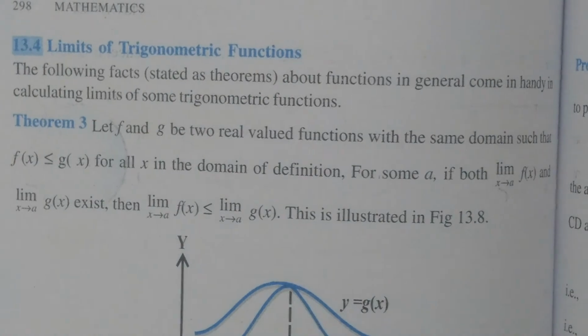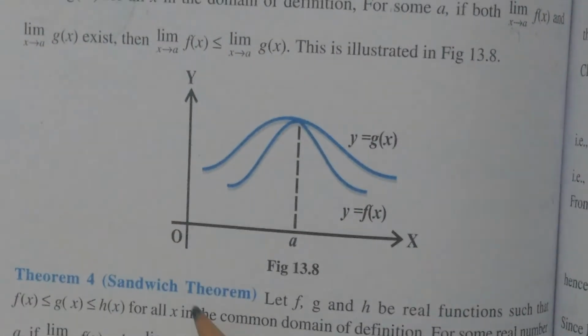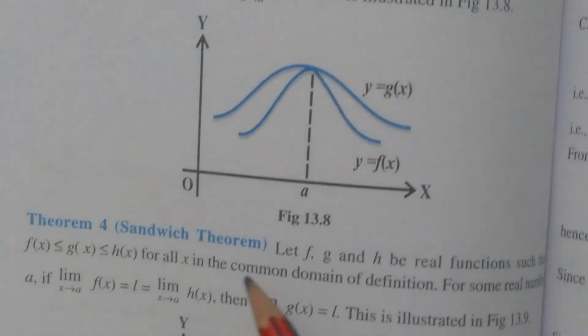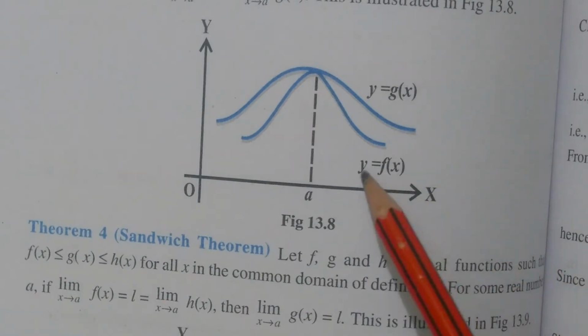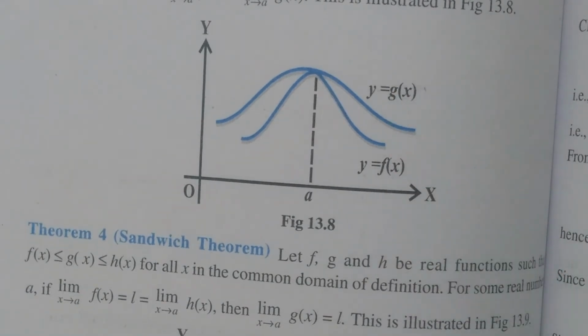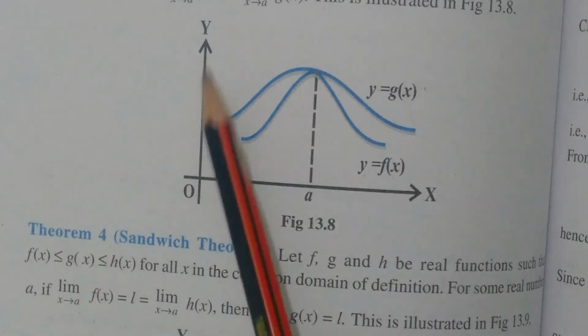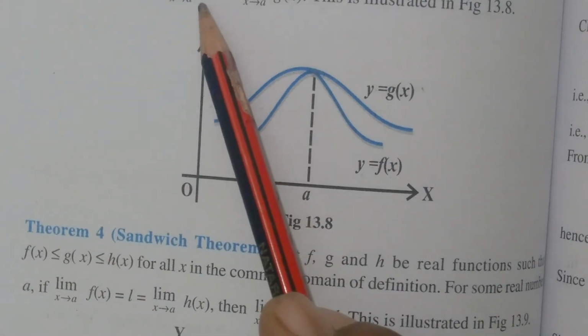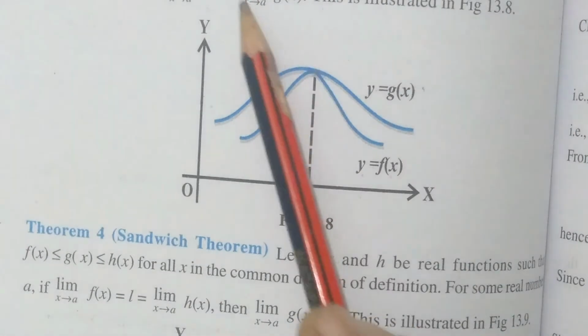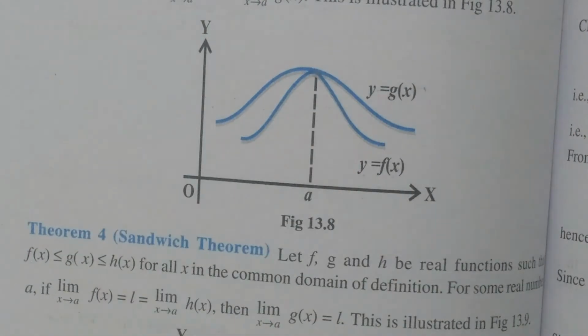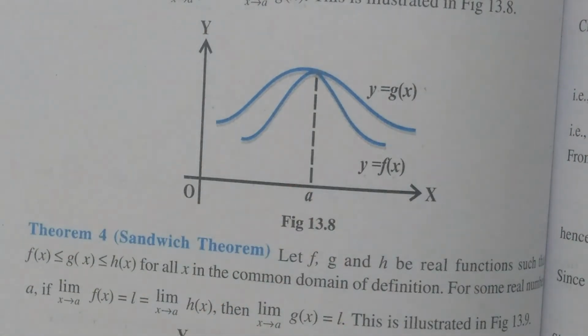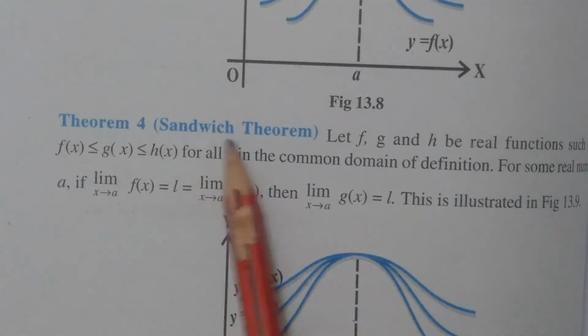Okay, so like this is the graph. We can understand this is f of x and this function is g of x, so they coincide here at the same point. If f of x is less than or equal to g of x, then their limit is also ordered the same way. Now the next theorem we have is the sandwich theorem.